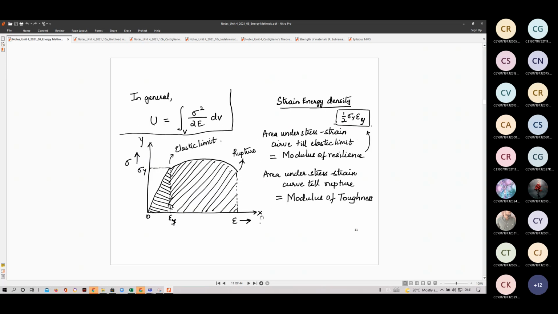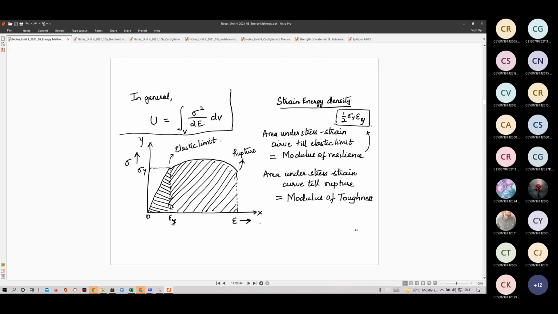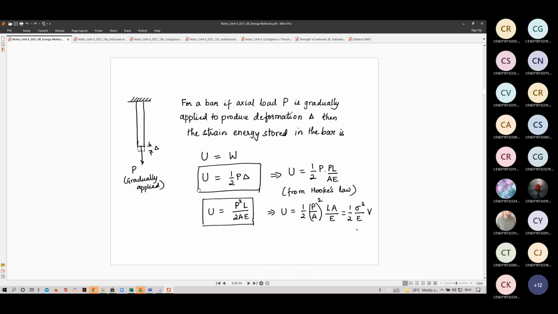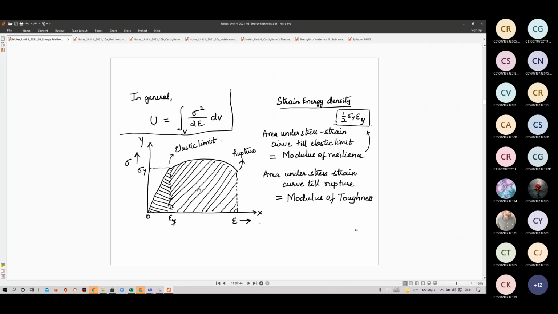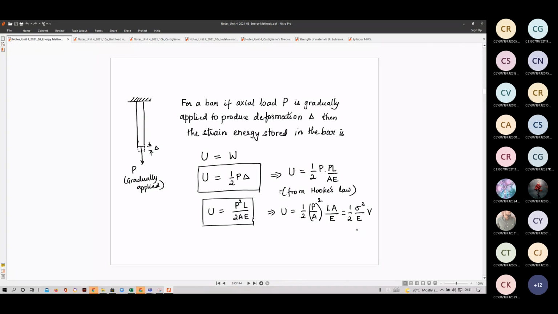Okay. Next, of course, this you can study. I'll not go through it. I have to cover big problems. This you can go through for short answer questions. What is the definition of modulus of resilience, modulus of toughness? What is strain energy and strain energy density? Strain energy density is the strain energy stored per unit volume.